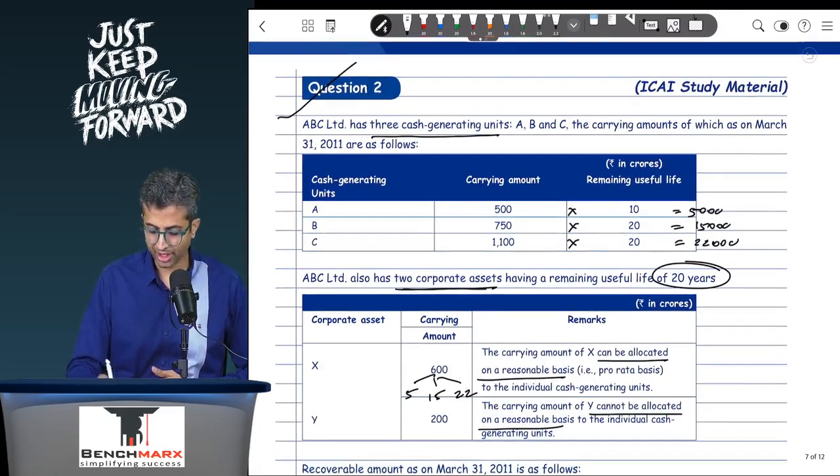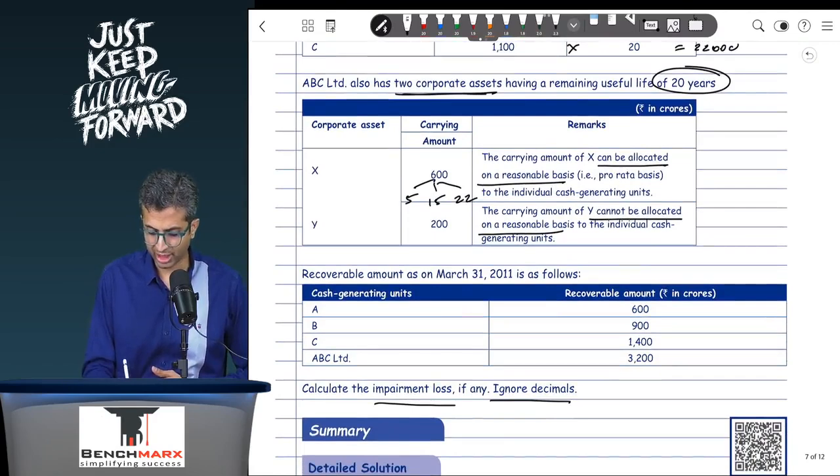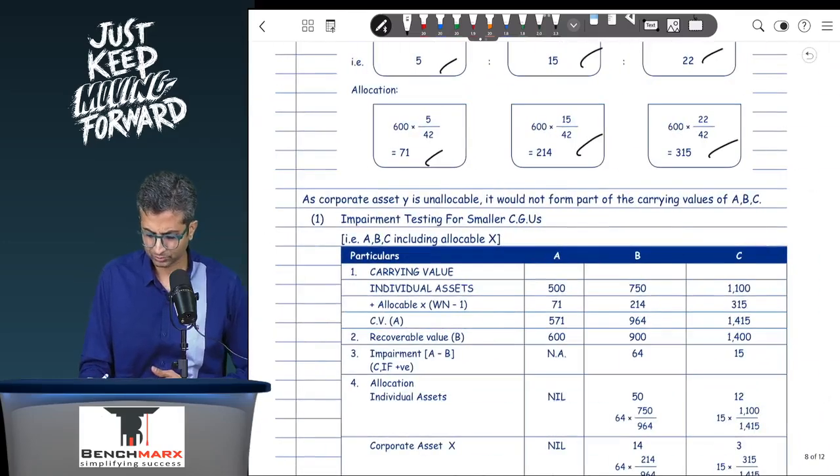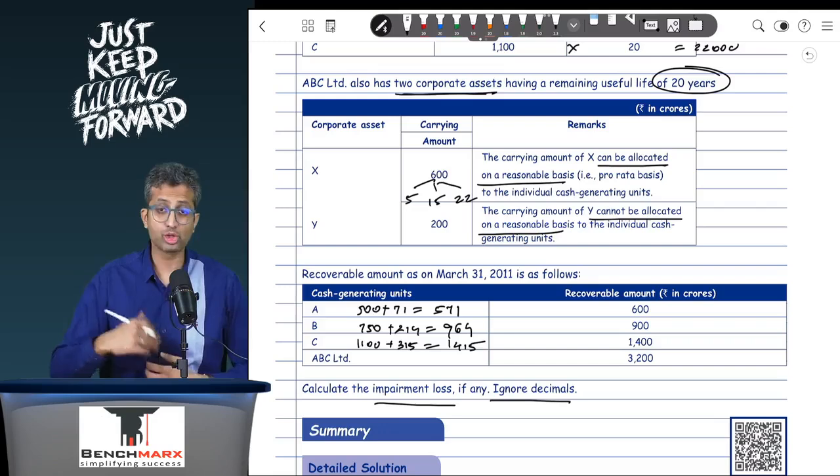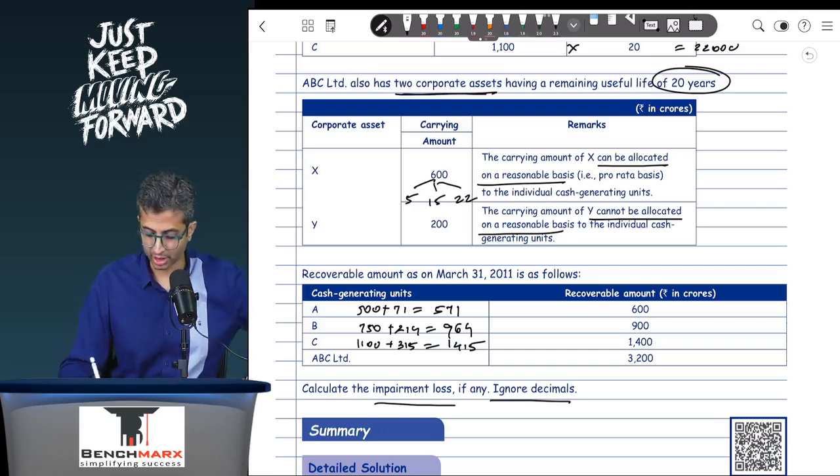So if I want to calculate the carrying value of these items, the carrying value of machinery of unit A will be 500 plus 71, this is 571. For B it would be 750 plus 214, I think this is 964. And for C this is 1100 plus 315, this is 1415. Again, there is no allocation of Y over here, but X has been fully allocated. You will compare this and see if there is any impairment.